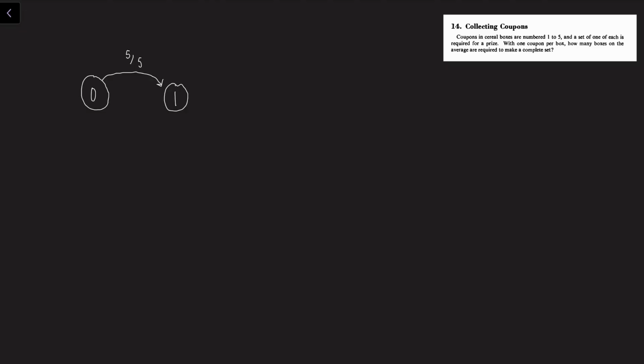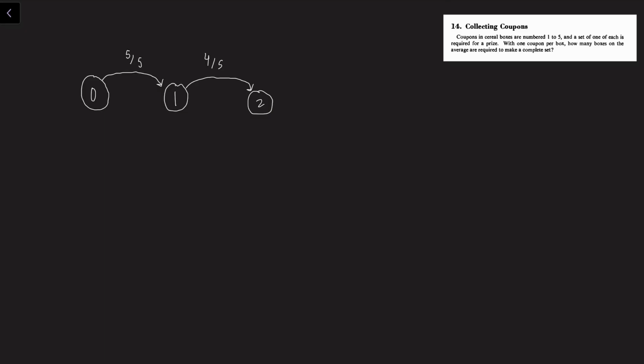Now in our next stage, we've already gotten one. What is the probability that on our next box open, we get a coupon we haven't gotten before? And the logic is kind of the same. We've already gotten one, so there are 4 other possible choices that would be new to us. So it's 4 out of 5. It's a 4/5 probability we get a coupon we haven't gotten before.